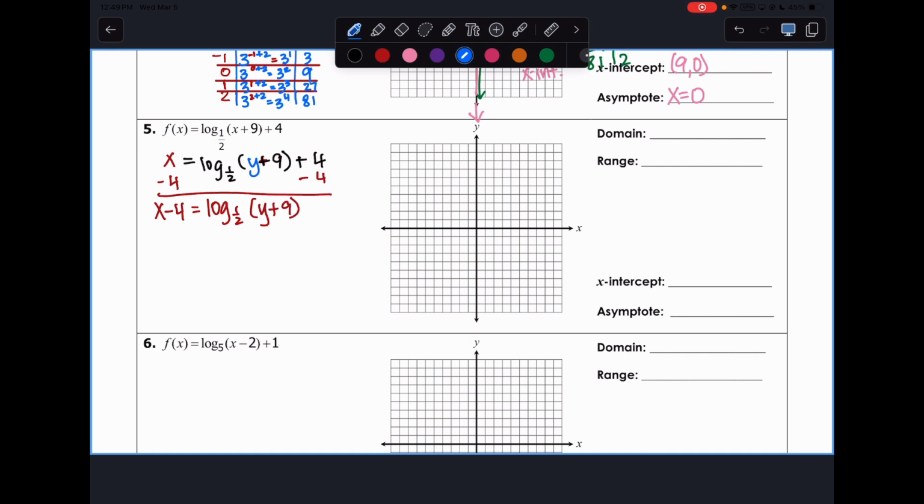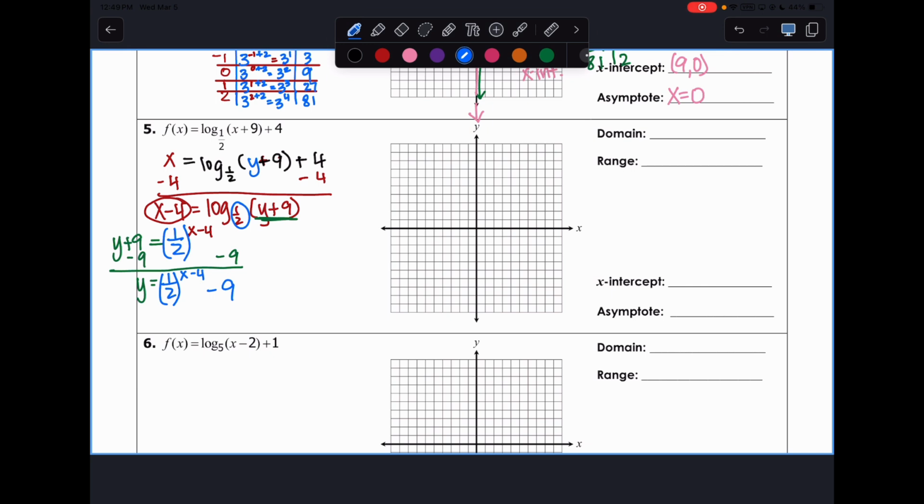Okay. Now I'm going to rewrite it with half as the base. My exponent is going to be x minus 4. And then I'm going to make it equal to y plus 9. So what do I do now? Is the y by itself? Not yet. So we got to move the 9 over. So we should have y equals half to the x minus 4 power. So I'm going to put this in parentheses down here. So I know that x minus 4 is the exponent, minus 9.